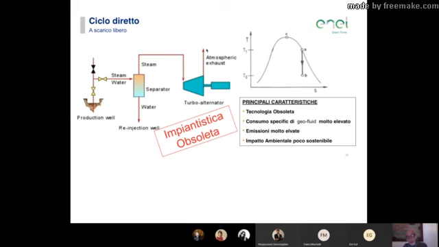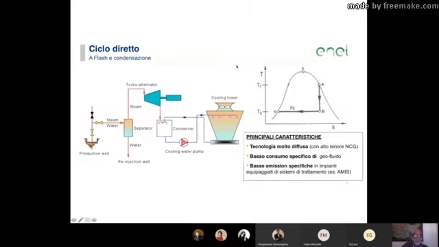Efficiency was very little, because most of the energy is actually in the vapor phase as enthalpy. And therefore, very soon they evolved to this other form of geothermal power plants. This is a flash power plant with condensation.